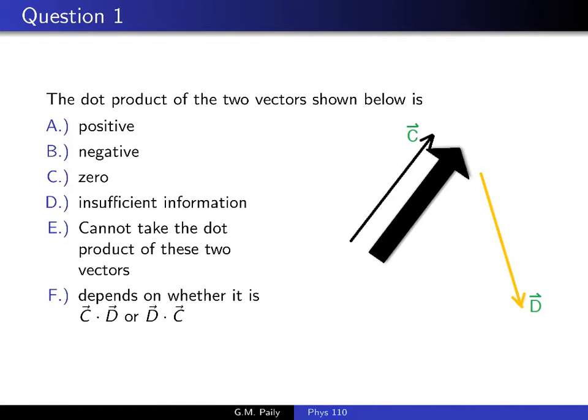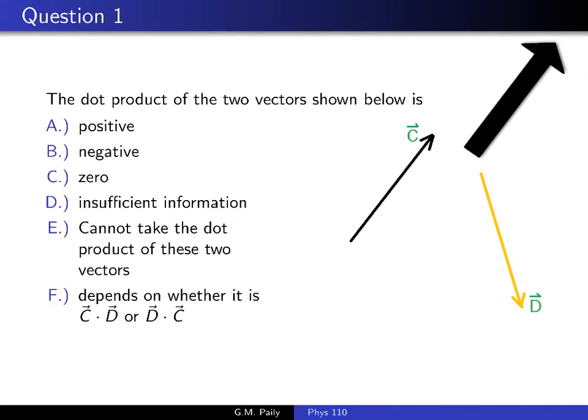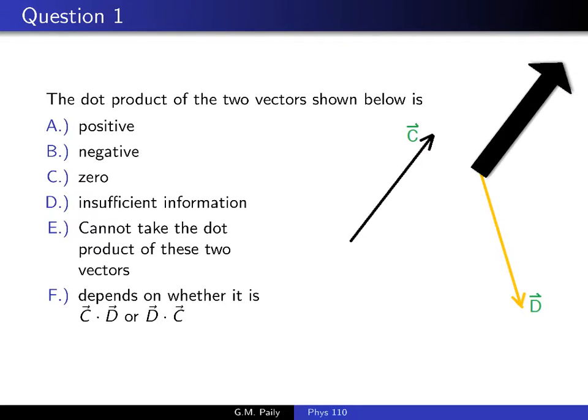We create a duplicate of vector C and then move it so that it is tail to tail with vector D. We can now see that the angle between C and D is greater than 90 degrees. And so, even though both vectors point to the right, since one points up and the other points down, they are pointing in roughly opposite directions. And so the dot product between them will be negative.